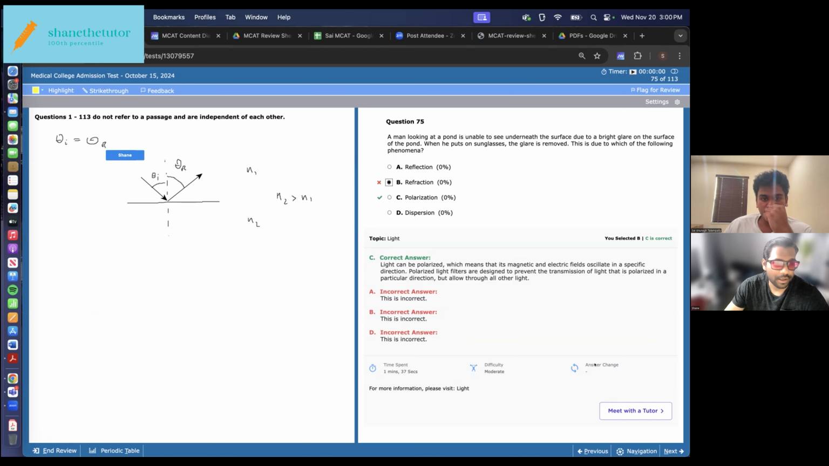Now, this will enter into this denser medium. What would happen to it? Would its angle move away from the normal or towards the normal?